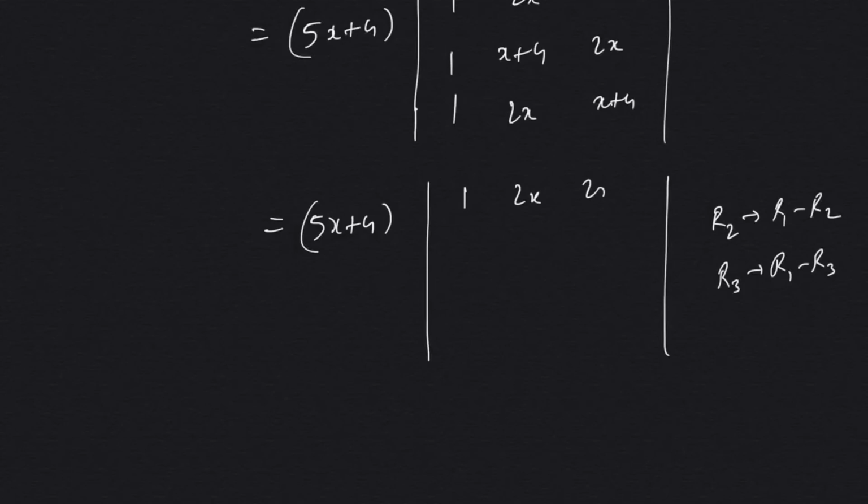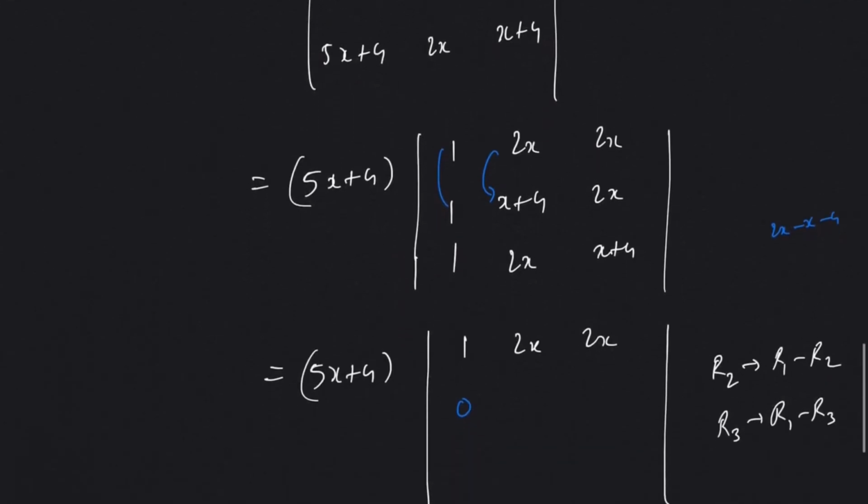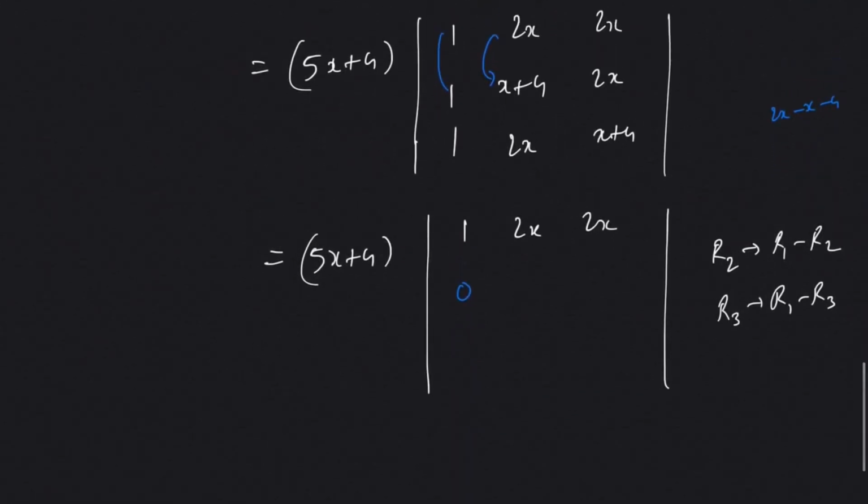So row 1 I will not change anything, I'll let it be as it is. Row 2 will be R1 minus R2, 1 minus 1, 0, 2x minus x minus 4. What was our 4 minus x? Okay, instead of this, because along with the proof we'll try to do R2 minus R1, R3 minus R1. So let us move in this direction, not in this direction.